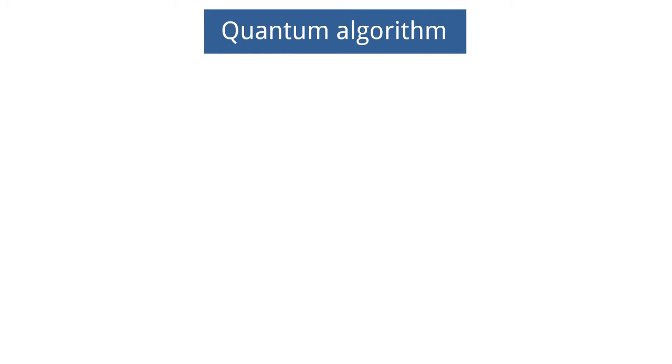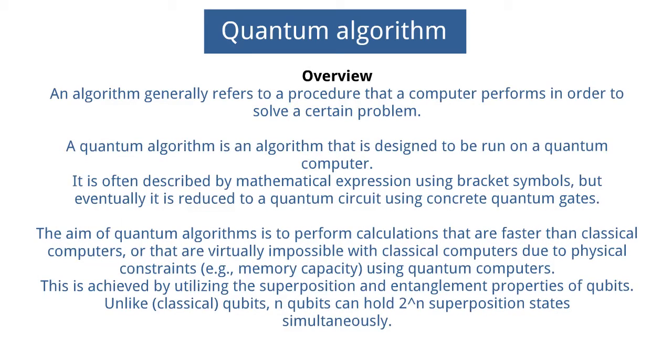Quantum algorithm. Overview. An algorithm generally refers to a procedure that a computer performs in order to solve a certain problem. A quantum algorithm is an algorithm that is designed to be run on a quantum computer. It is often described by mathematical expression using bracket symbols, but eventually, it is reduced to a quantum circuit using concrete quantum gates. The aim of quantum algorithms is to perform calculations that are faster than classical computers, or that are virtually impossible with classical computers due to physical constraints.